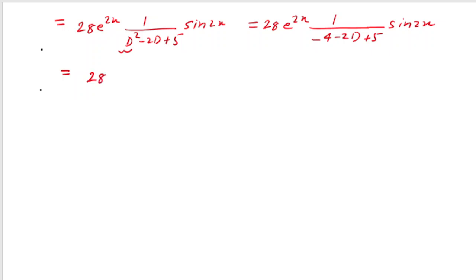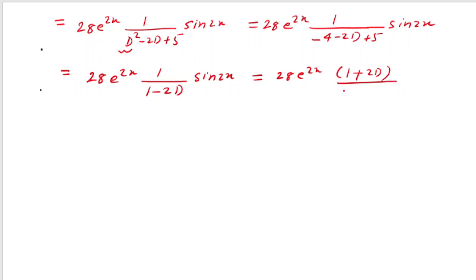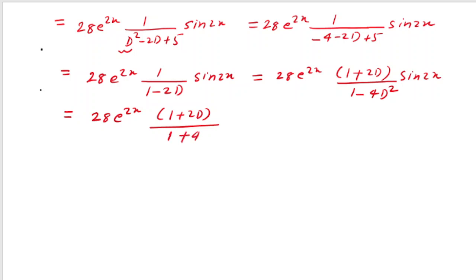So next we have 28 e to the power 2x, and we get 1 minus 2d, and that we have to operate on sin 2x. So I will write 28 e to the power 2x and 1 plus 2d, and then 1 plus 2d and 1 minus 2d will be 1 minus 4d square, that we have to operate on sin 2x. Now again d square will be replaced by minus 4, so 28 e to the power 2x, 1 plus 2d, and 1 plus 4 over is applied on sin 2x.